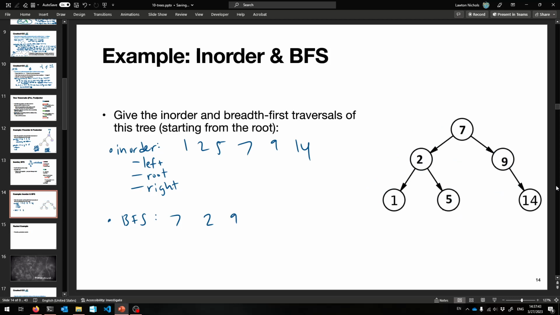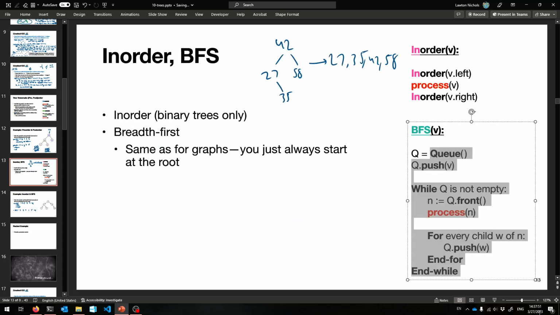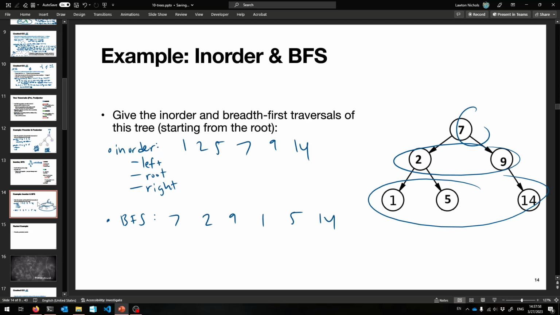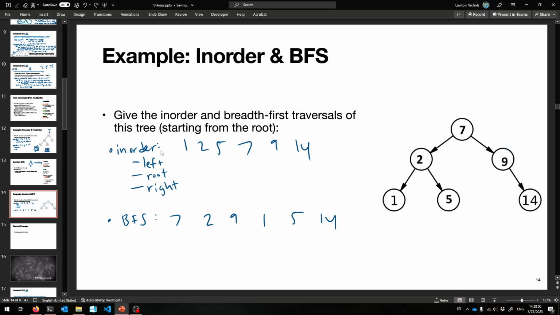Everything 1 away, then 2 away, 1, then 5, then 14. I encourage you to run this. Try it yourself. Prove to yourself that it's going to work in this order. It's going to visit the 7, then the 2 and the 9, then the 1, 5, and the 14. It's like slowly making its way down the tree. It's not going deep. It's going breadth-wise as fast as it can, all right?